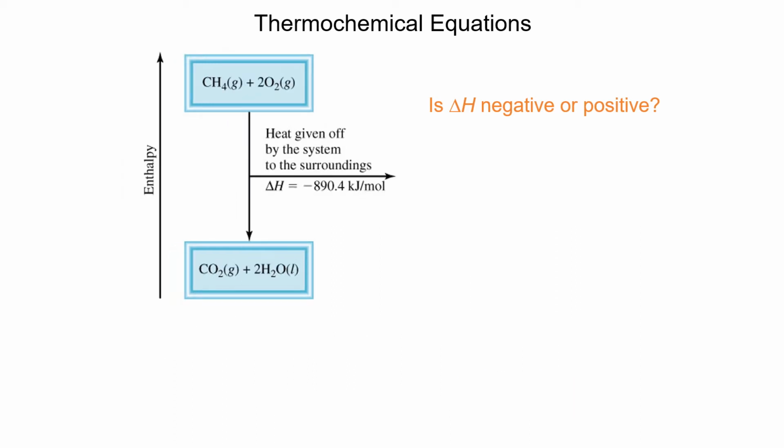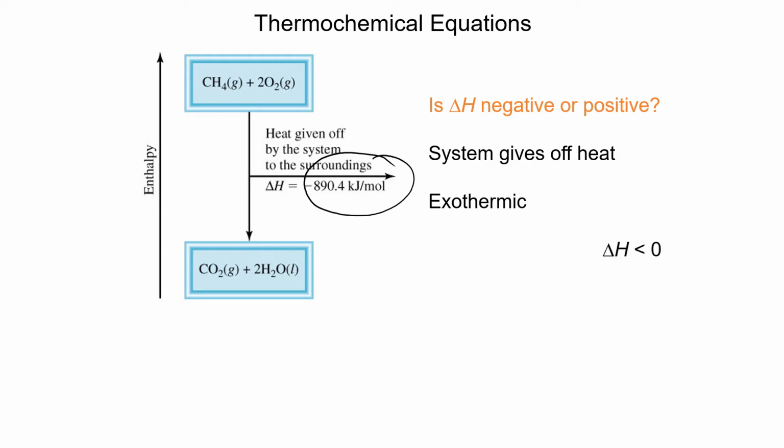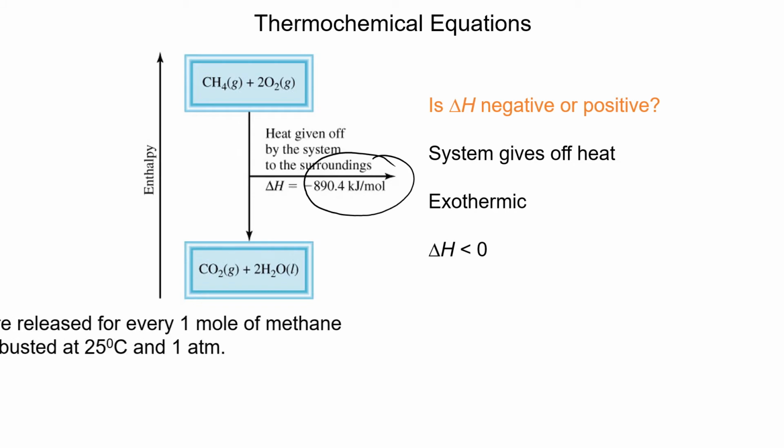Another example, this is going to be an exothermic reaction. It's combustion. Again, we have methane reacting with molecular oxygen to form CO2 and water. The system, the reaction of methane and O2, gives off heat. So it's exothermic, therefore delta H is negative, or delta H is less than 0.